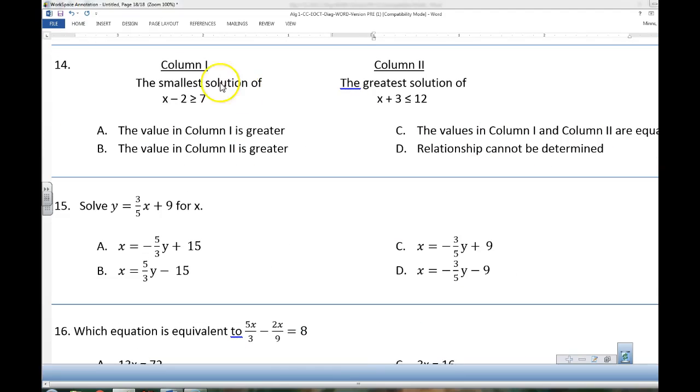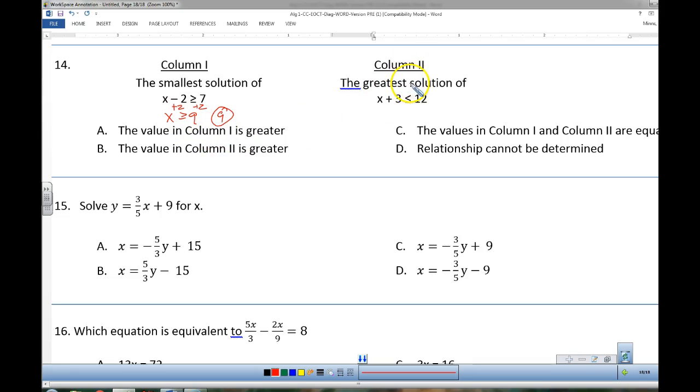Column 1 is the smallest solution of x minus 2 greater than or equal to 7. How do I solve that inequality? Easy. Just add 2 to both sides. So x is greater than or equal to 9. What's the smallest solution of that? What's the smallest number where x is greater than or equal to 9? Simple. It's 9. 9 is the smallest solution because it's everything equal to 9 or greater.